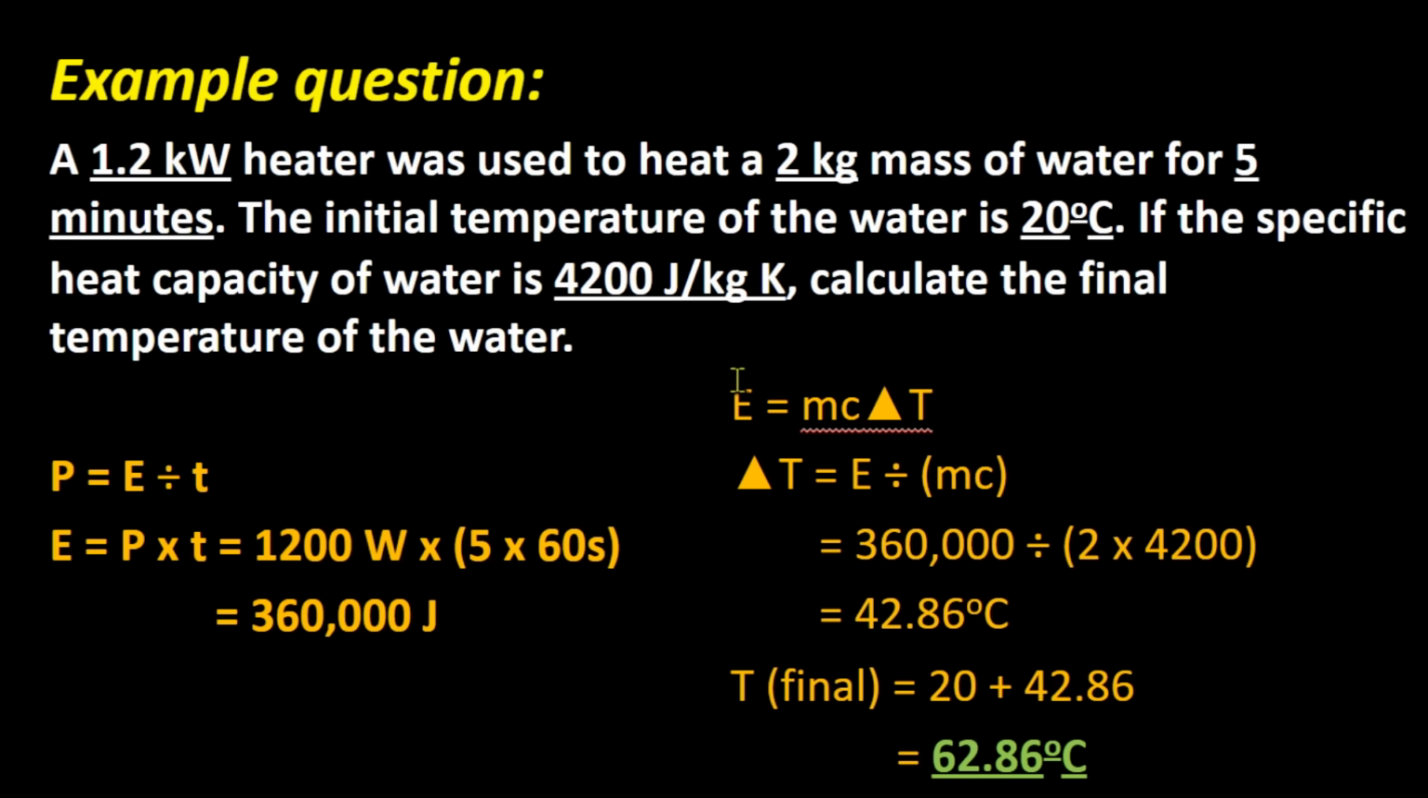Use the formula for specific heat capacity. E is equal to mcΔT. Rearrange it. ΔT is thus equal to E divided by mc. The energy is 360,000 joules divided by the mass, which is 2, times the specific heat capacity, which is 4200. When you work this out, you'll get 42.86 degrees Celsius. This will be the change in temperature. So that means that the final temperature is going to be the initial temperature, which is 20, plus the change. And thus your answer is going to be 62.8 degrees Celsius.